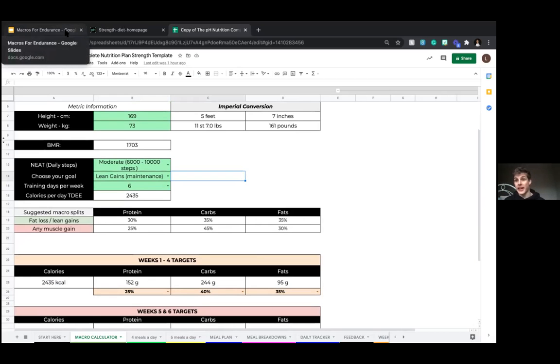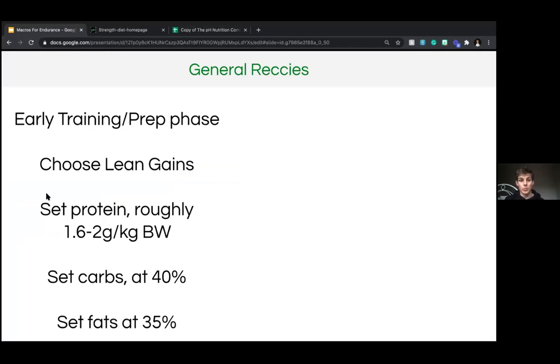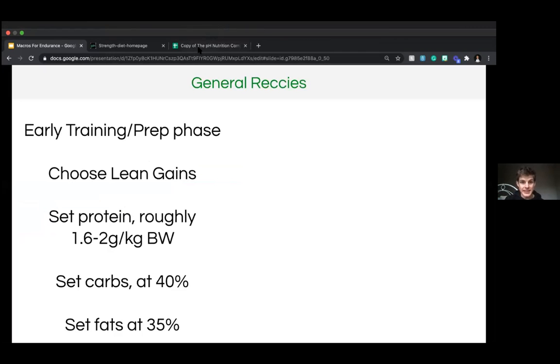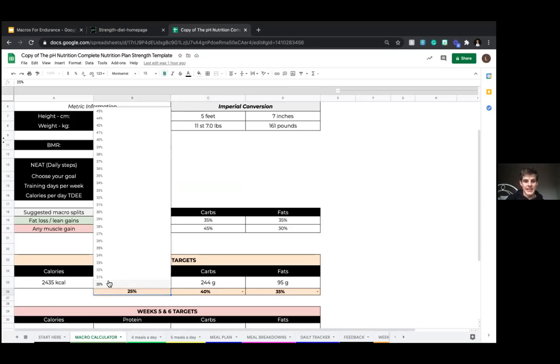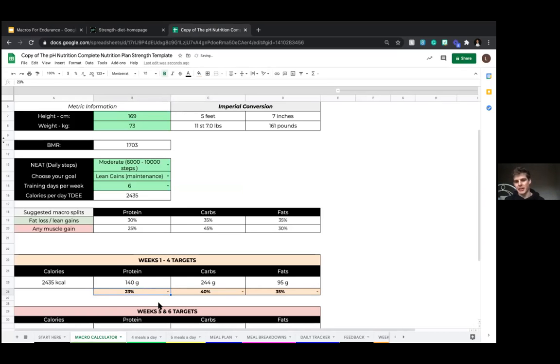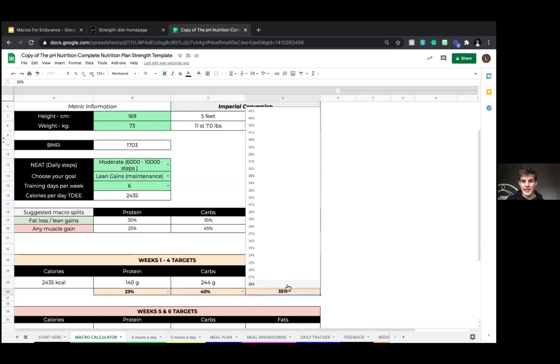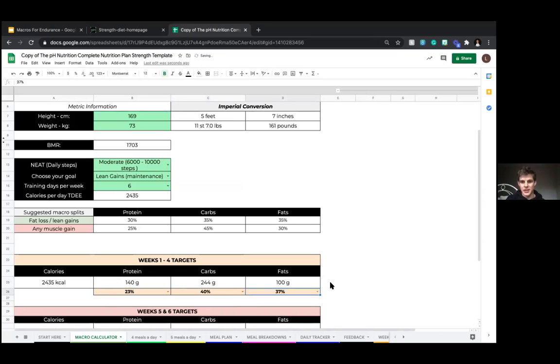So what I'll do here is look back at, okay, cool, I'm in this early phase of my training. So protein wants to be roughly 1.6 to 2 grams per kilo body weight. I know that 2 grams is going to be about 150, so maybe it needs to be a little bit less than that. So let's go 1.9, so about 140 grams. Perfect. And then carbs I've set at 40% and fats 35. But because protein is a little bit lower at 1.9, and we're in this early phase, I'll take fats up to 37. So this would be my early prep phase.